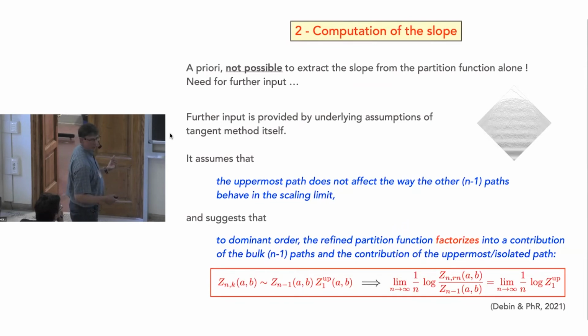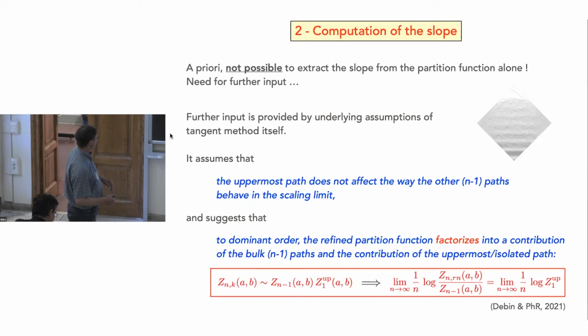And the input is actually coming from the tangent method itself. I recall it assumes that the uppermost path does not affect the way the other n-1 paths behave in the scaling limit. And this strongly suggests that to dominant order, the partition function factorizes into a contribution from the bulk part of the paths, the n-1, and the contribution of a single path, which is that one, the uppermost, forced to exit at a certain point. So you expect this kind of factorization.